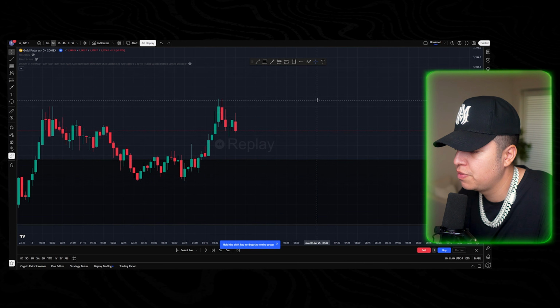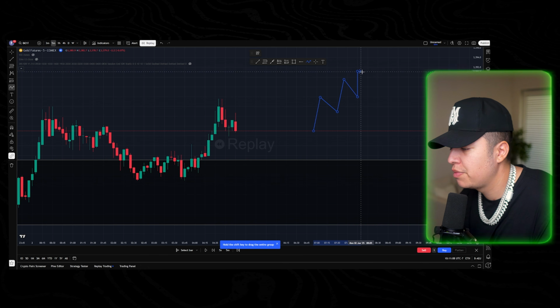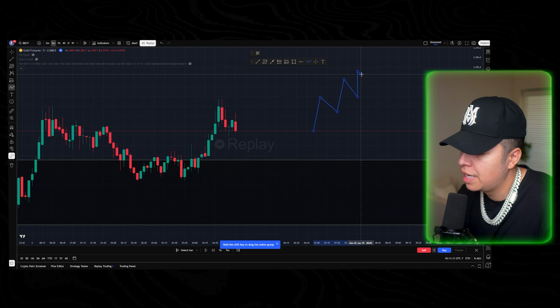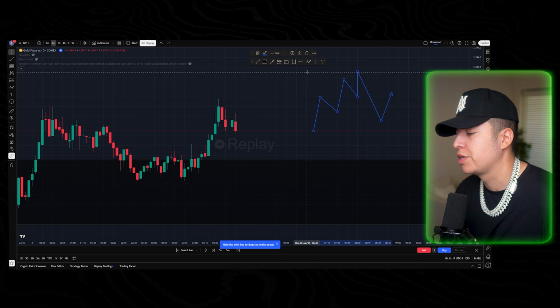Price likes to move in higher highs and higher lows, right? And when we have a breaker structure, what does that mean? We broke the pattern. We were making higher highs and higher lows, and instead of making a higher low, we made a lower low and a lower high, which is a breaker structure, right?